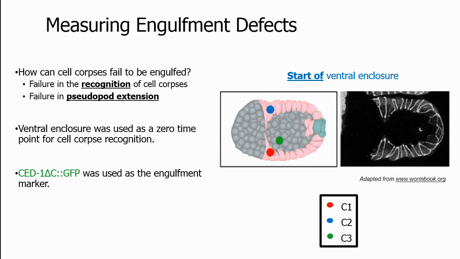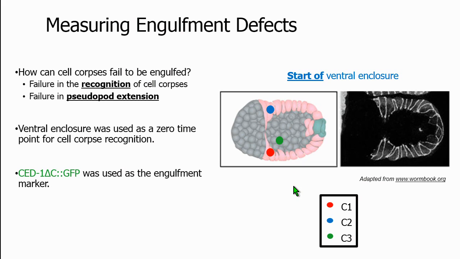to another time point. This is one of the great things about C. elegans, because development is very regular and consistent between embryos, so we decided to pick a process known as ventral enclosure as our zero time point. The reason is that during ventral enclosure, on the ventral surface, you have these growing epidermal cells that stretch across, and it's these same cells that are going to engulf our three cells of interest, C1, C2, and C3, which are labeled here on the cartoon for reference.